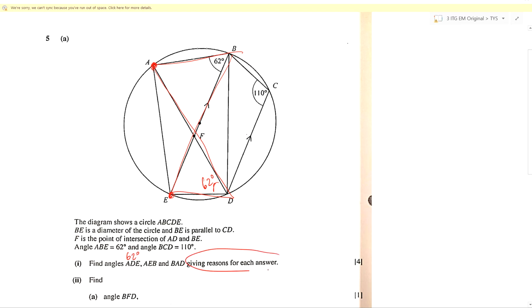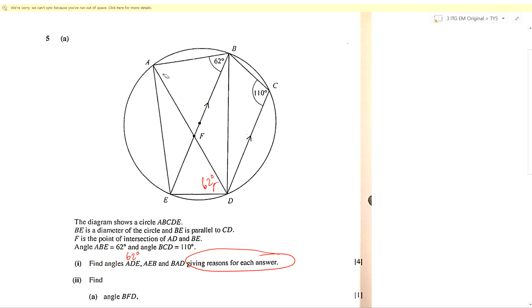Please don't run out of reasons. They even tell you, they specify. So if there are no reasons given in your work, you do not get a mark. It is a huge waste, especially if you know how to do it. So you need to memorize it because you have to give the correct explanation.